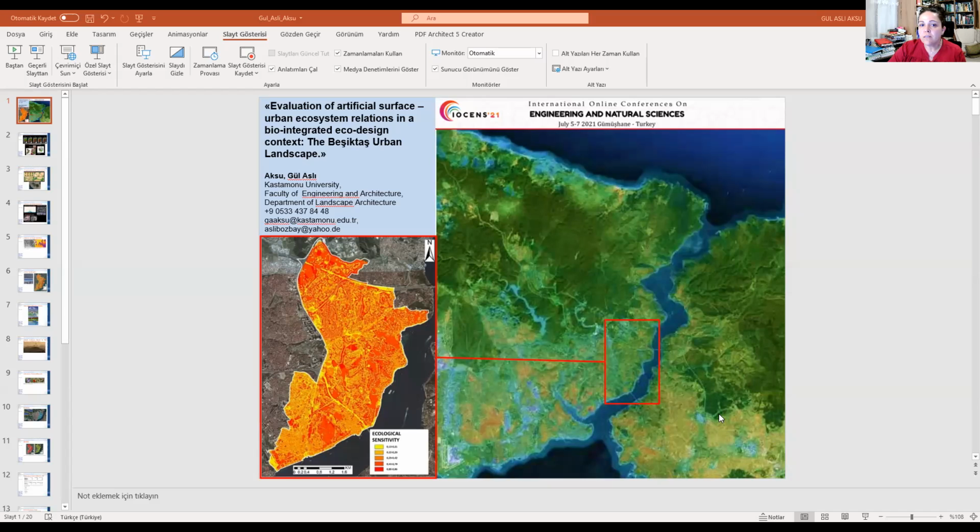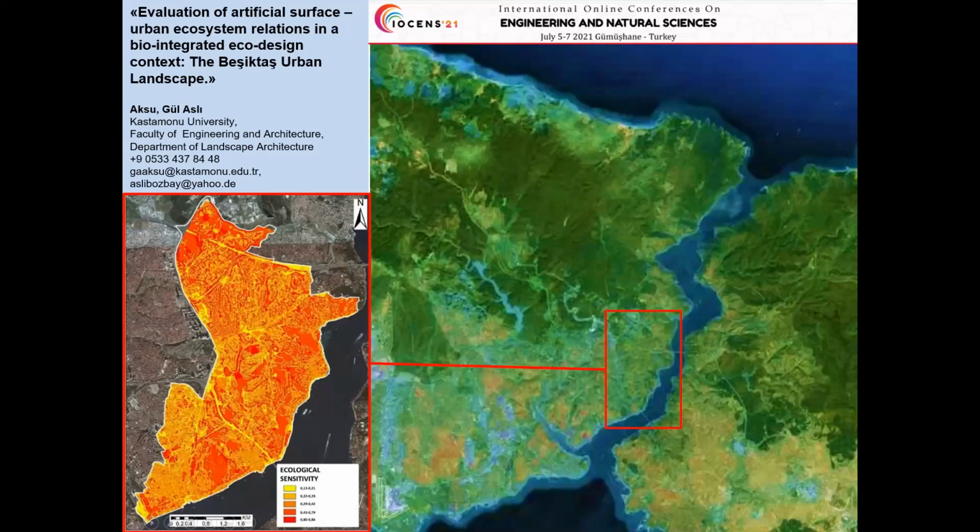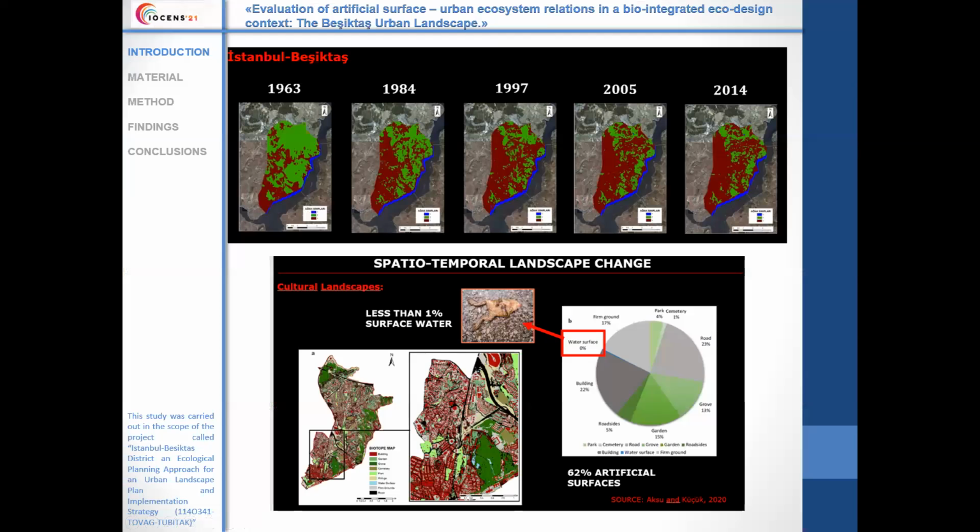My presentation is about the evaluation of artificial surface urban landscape relations in a biointegrated eco-design context for the Beşiktaş urban landscape. One of the major problems caused by the population growth in cities is the increase of artificial surfaces, which suppresses the urban ecosystem.